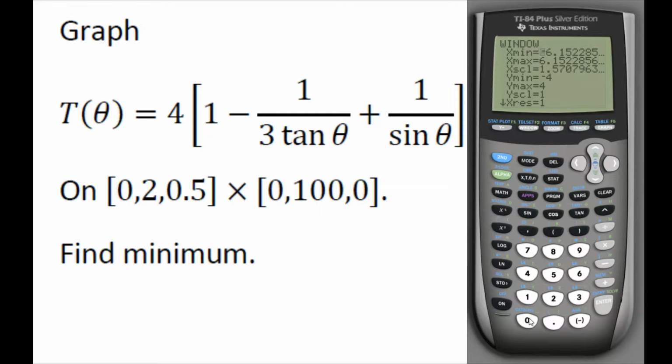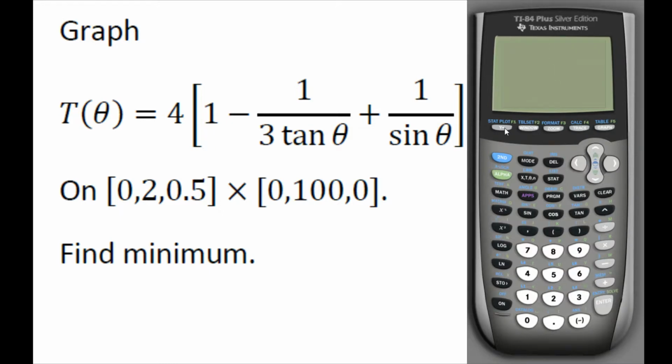go from 0 to 2. The 0.5 is the increment, the scale. So we will mark every 0.5 unit. Right. Y will go from 0 to 100. And the scale, it will mark 10 units. Right. So we have that.